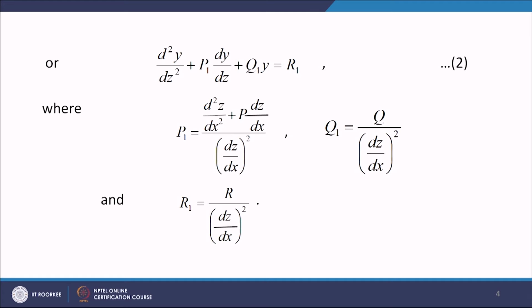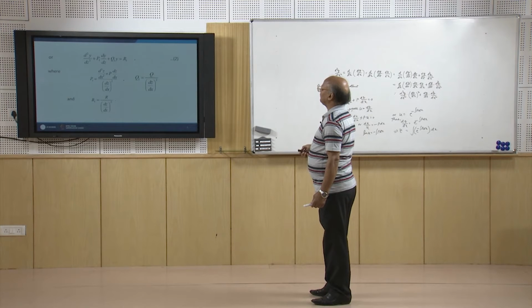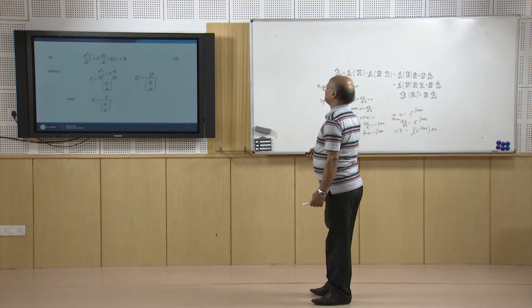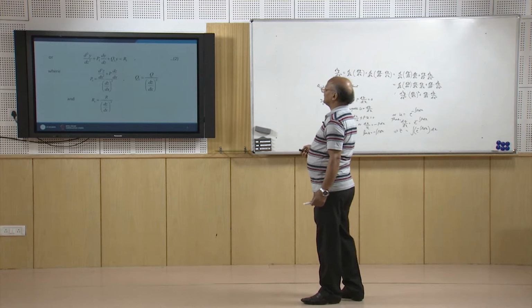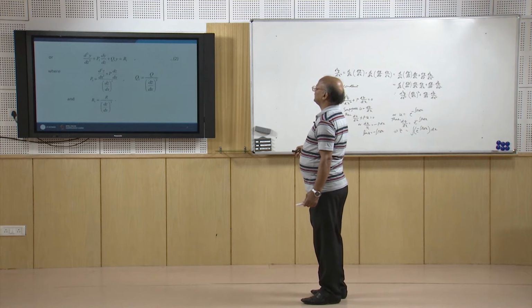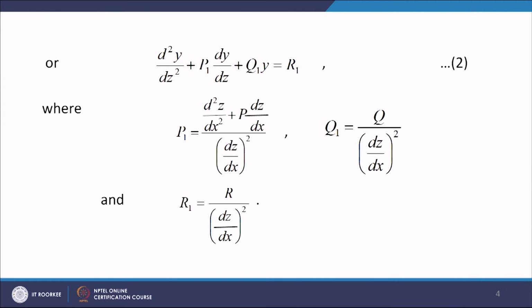And after that, with this choice of z as a function of x, if it so happens that q1 becomes a constant, then it is a second order linear differential equation with constant coefficients. It will be d square y over dz square plus a constant times y equal to r1. So it will be a linear differential equation of second order with constant coefficients, and therefore we can solve it. We can find the general solution of this equation.